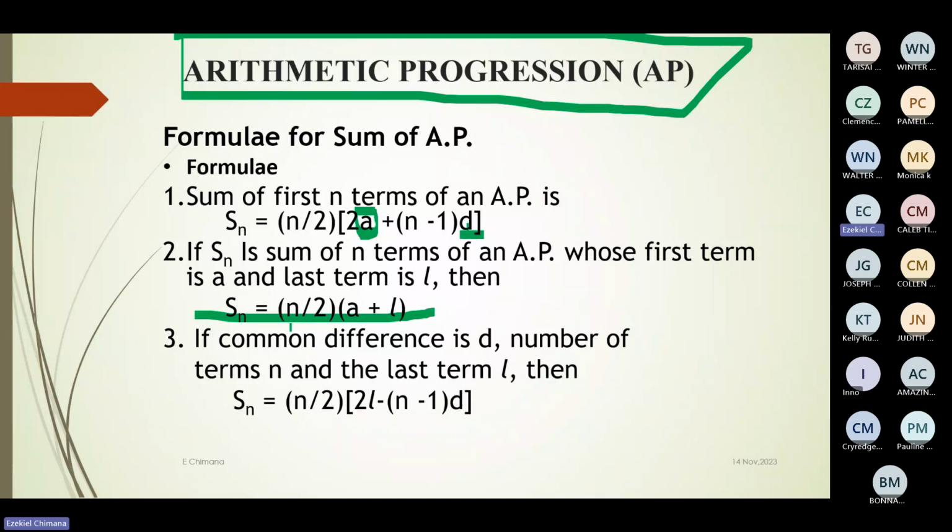Maybe you'll be given this n and this a and this l, which is the last term. So if the common difference is not given but you have the number of terms n and the last term l, then you can also use this formula. In other words, you do not have a d there. So these are some of the formulas that you can use.